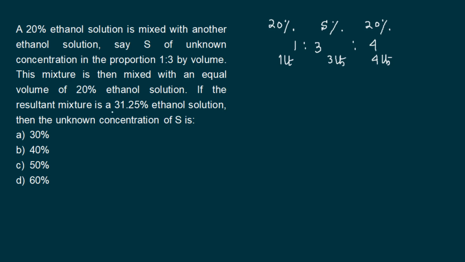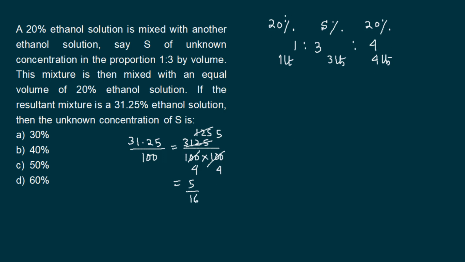If the resultant mixture is 31.25%, how much is 31.25%? It would be 3125 by 100 into 100. If I divide 3125 by 25, it would give me 125. Again, this is 5 and 4. So actually 31.25% is 5 by 16 as a fraction.